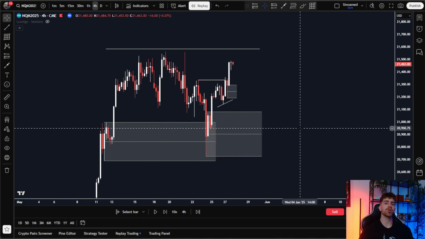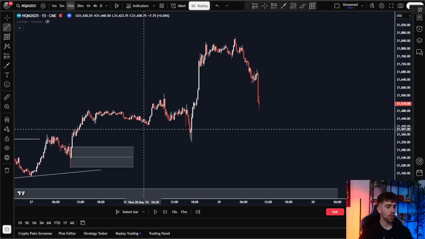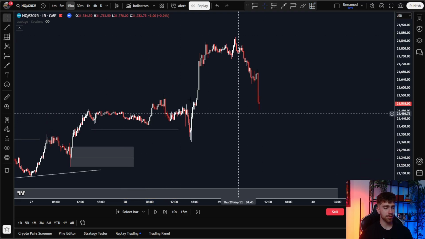You are not a bad trader, you're just looking at the market from the wrong perspective. Again, oh, well, this one swept all this liquidity right here.